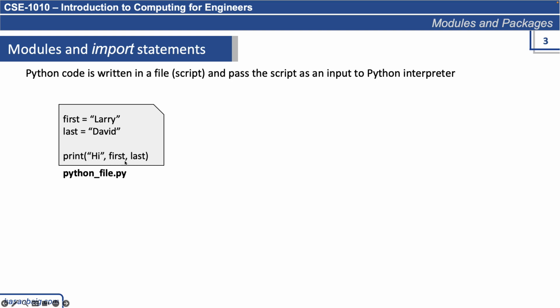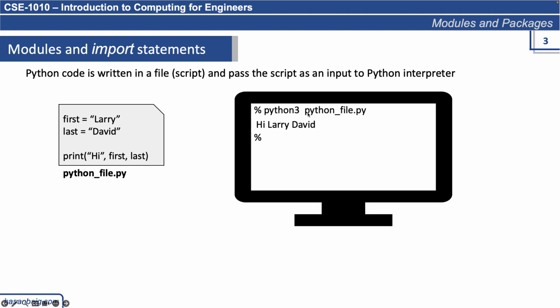Now what we are trying to do here is simply pass these values into the print function and print a message, hi, followed by the value stored in the first variable and the value stored in another variable named last. So when I run this code, python3 python_file.py, it will print hi Larry David.